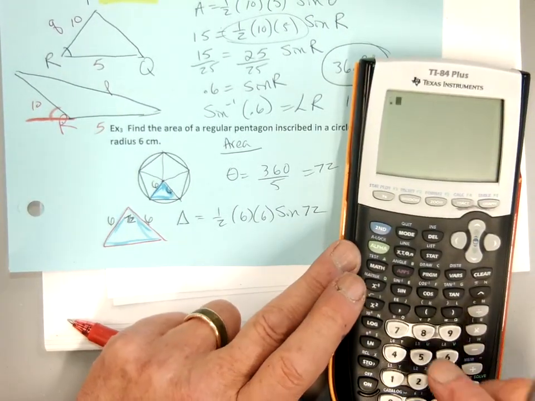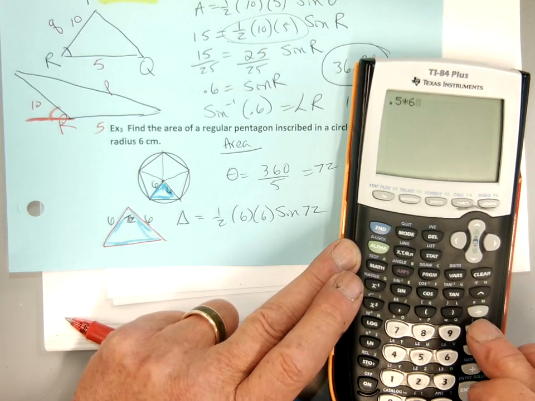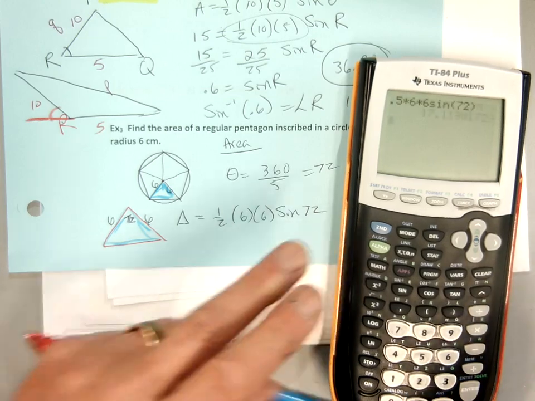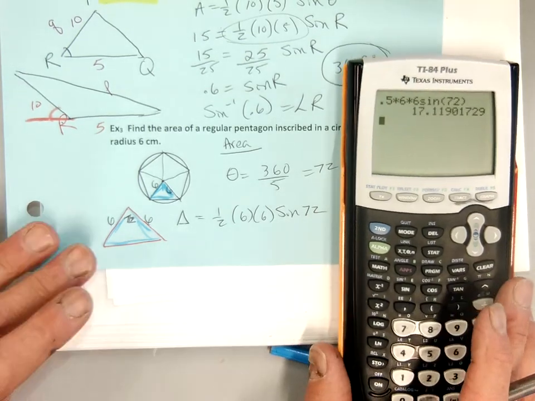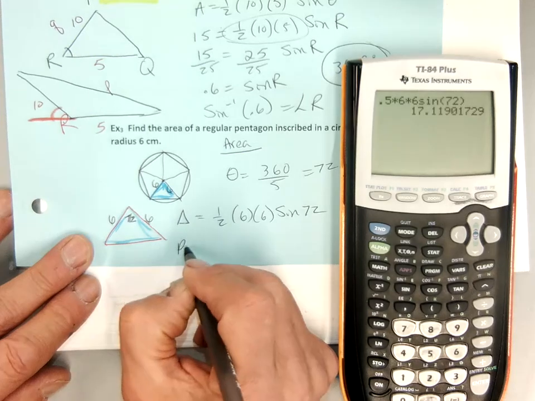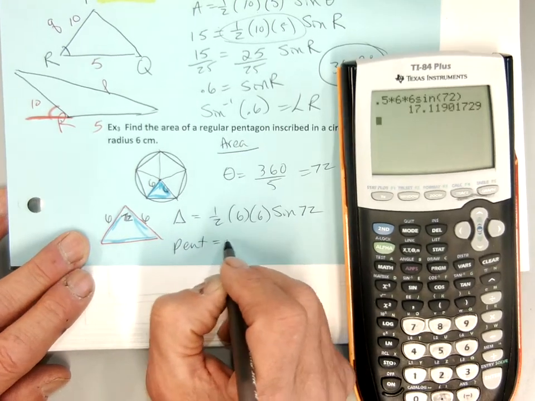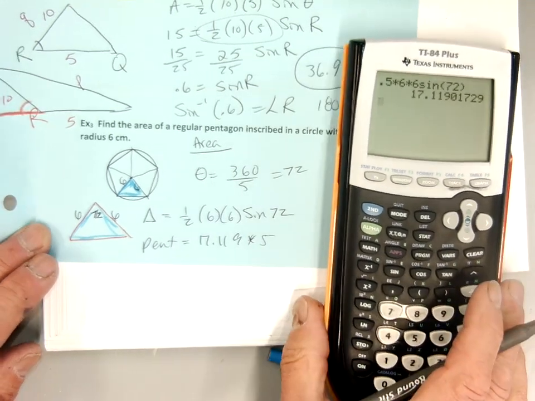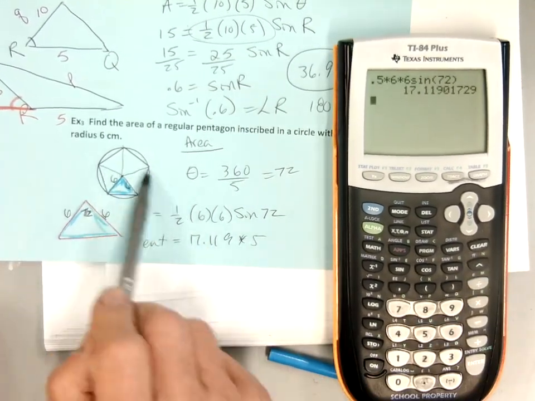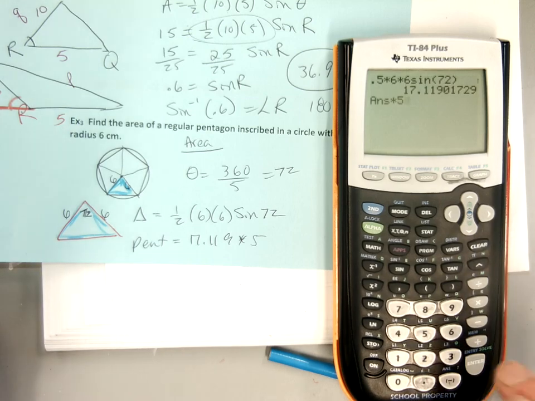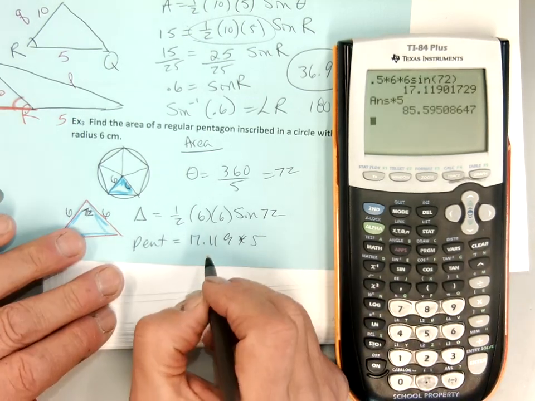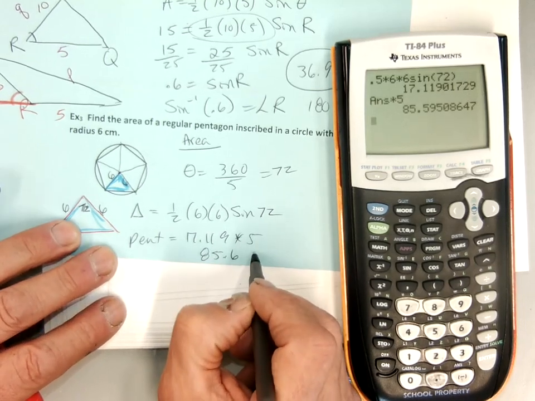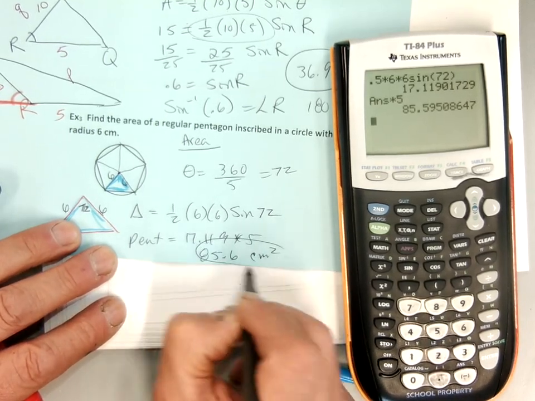Okay, 0.5 times 6 times 6 times the sine of 72. And that's one triangle, right? Now what are we going to do? That one triangle, yeah, so my pentagon will be 17.119 times 5, right? Because there's five of those triangles. I get about 85.6. That was pretty easy. You guys agree? Once Ellie gave us the hint, we got it.